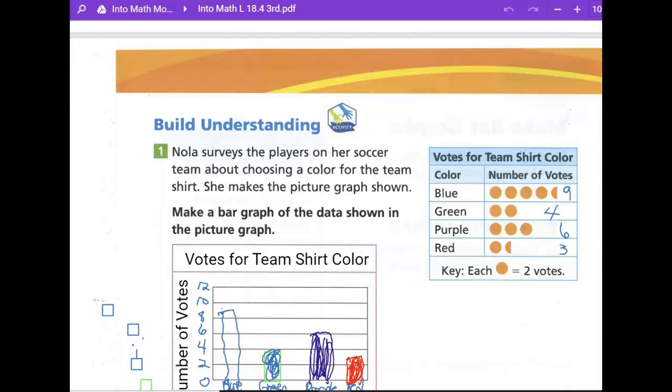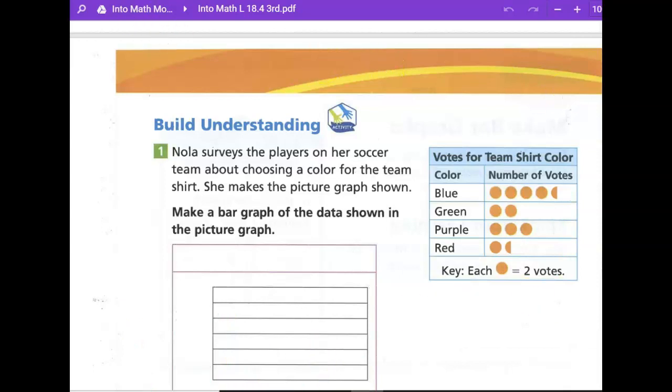You can go to the next page. On this problem, you'll see that they take a picture graph and we're going to put it into a bar graph. Nola surveys the players on her soccer team about choosing a color for the team shirt. She makes a picture graph to show, and we're going to make a bar graph for the data shown on the picture graph. So blue, notice your key says yellow gold dot is worth 2 votes.